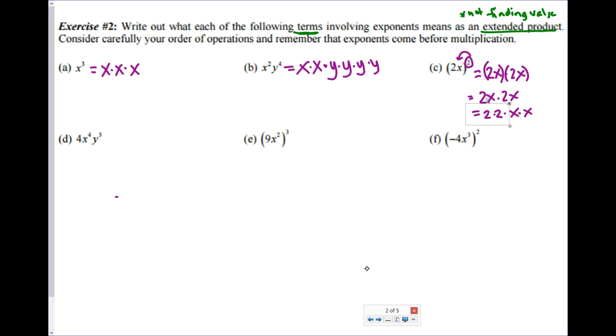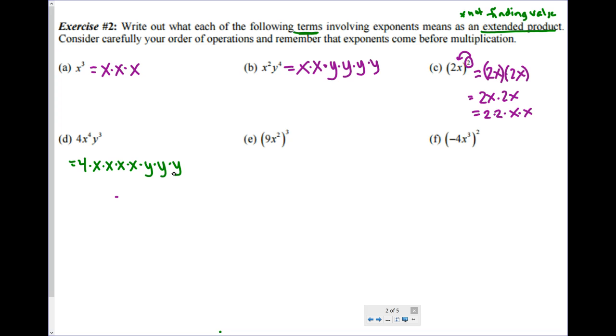Letter D is 4x to the 4th times y to the 3rd. Something to keep in mind, when you see all of these things pressed up next to each other without any symbols, like I don't see a plus sign, minus sign, multiplication sign, this means multiplication when all of them are pressed up together like that. So this is like saying 4 times how many x's? 1, 2, 3, 4. And how many y's are there? 3. 1, 2, 3 y's. And that's my extension.